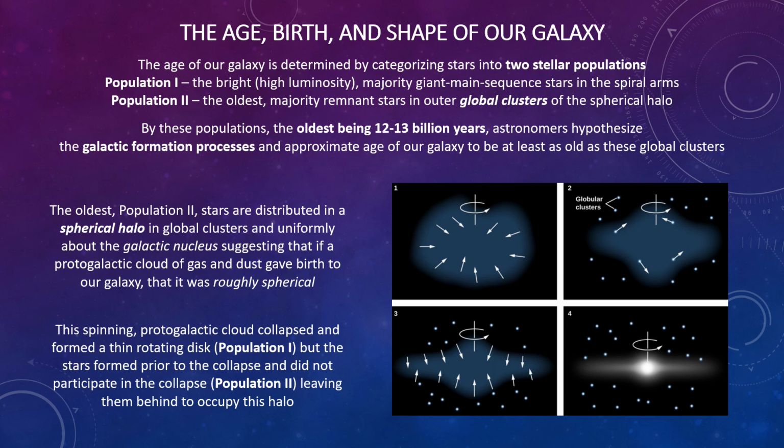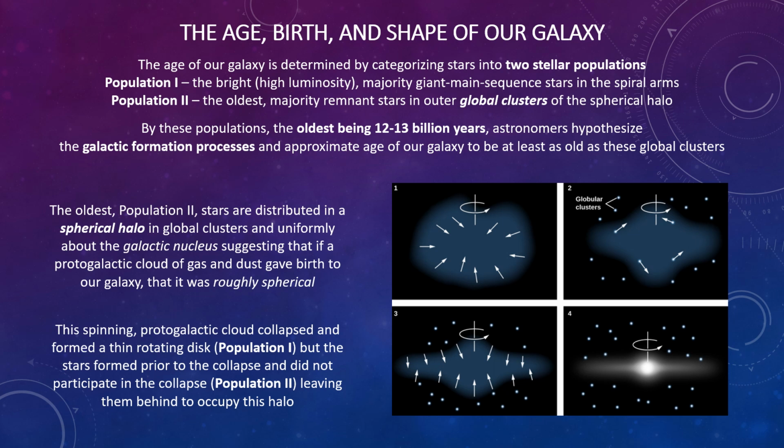So when was our galaxy born, and how did it get its shape? The age of our galaxy can be determined by categorizing the stars within it into two populations. We have population 1 stars. These are the bright, high luminosity stars, in the majority giant main sequence stars found out in the spiral arms. And then there's population 2 stars, which are the oldest. These are like remnant stars found in the outer globular clusters of the spherical halo that surrounds our galaxy.